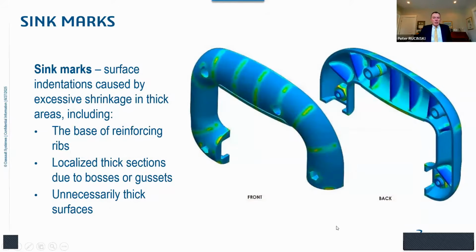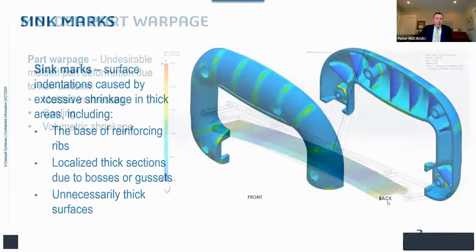Sink marks. Sink marks are surface indentations which are caused by excessive shrinkage in localized thick sections of the part. Usually they occur at the base of reinforcing ribs, where the base of the reinforcing rib is just simply too thick. You can also get these localized thick sections due to bosses or gussets. And we'll talk about some rib design guidelines in a few minutes. This is a problem which is generally very easily predicted and analyzed and avoided.